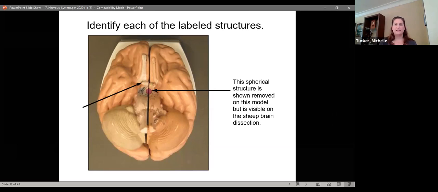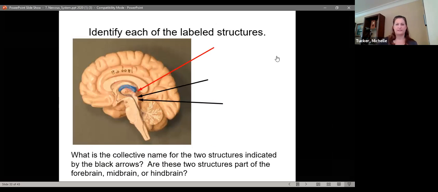So what is the pink structure that is missing? Or the spherical structure shown that's, yes, very good, pituitary gland. And then this is pointing to, if this is the optic chiasma, the structures coming off of it are the optic nerve. Very good. Okay.